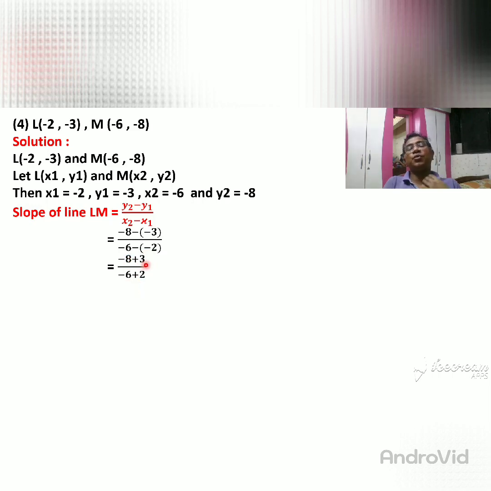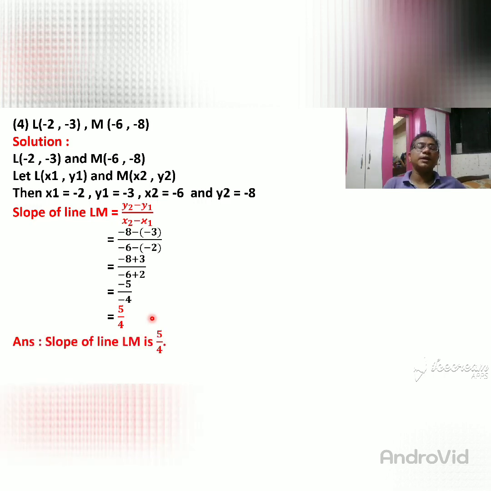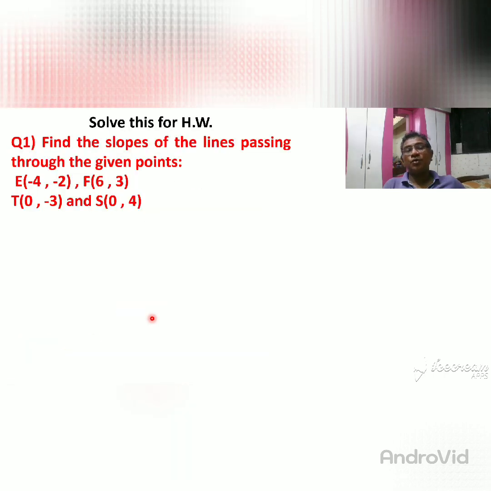8 negative, 3 positive. Signs are not the same, so subtract. 8 minus 3, what remains? Minus 5. 6 minus 2, what remains? 4. So minus 5 upon minus 4. The bigger number's sign applies, so both numerator and denominator are negative. Both having negative sign, the negative sign cancels here. So it becomes positive, 5 upon 4. Do you understand? This is the slope of line LM, 5 upon 4.